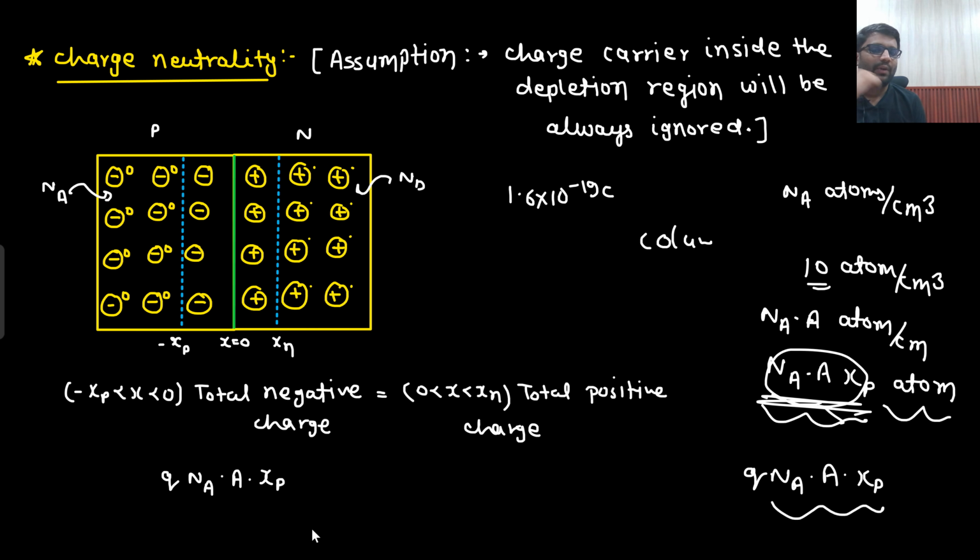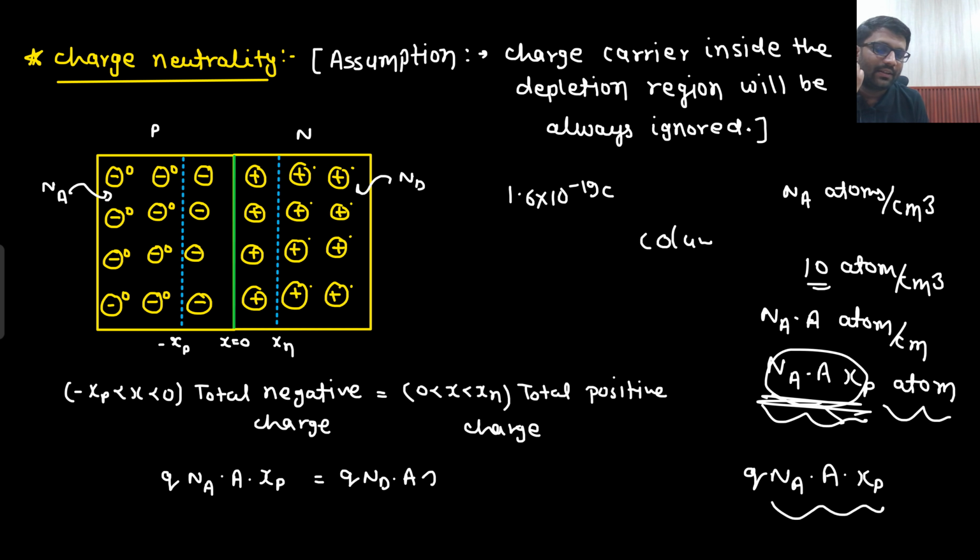Na into A into xp was representing the number of atoms. One atom would give me one negative charge, that means one atom would give me q amount of charge. So these many atoms would give me how much charge? This much charge. Similarly here as well you can do q into Nd into A into xn.